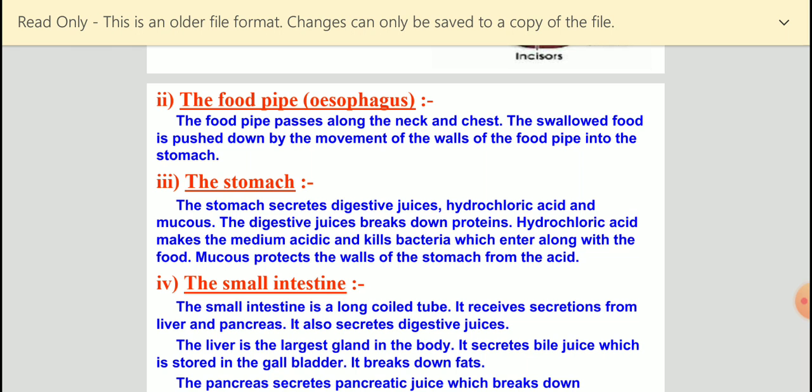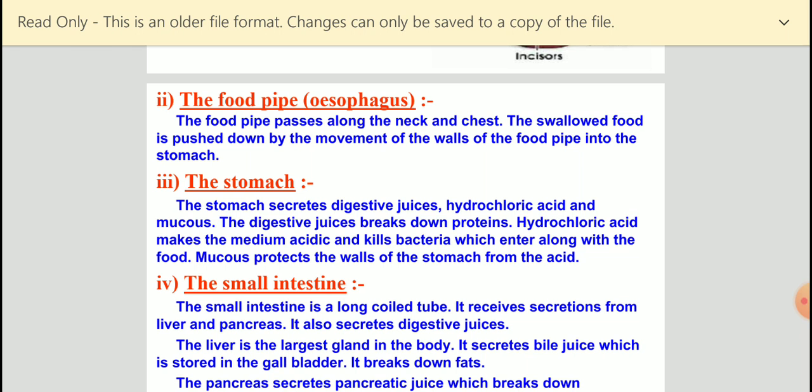Clear? So, what is the function of hydrochloric acid? First, it makes the medium inside the stomach acidic. What? It makes the medium acidic. And second, it kills the germs, the bacteria that come along with the food. When you eat food, many germs also enter. So hydrochloric acid kills the germs that come along with the food.